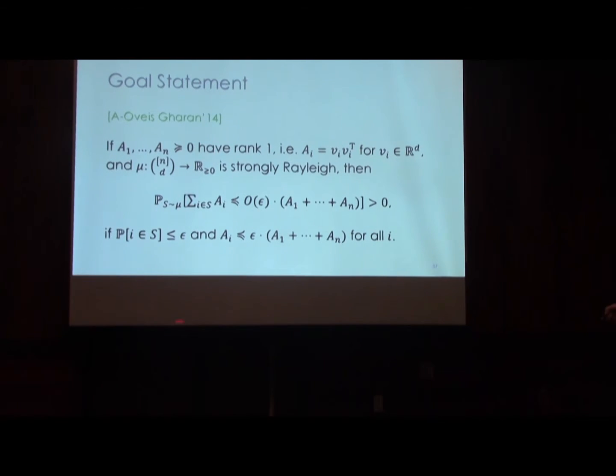Now, what are the conditions that we need for this? We need small marginals. So each element i should appear in the set S, distributed according to the distribution you have, with probability at most epsilon. And you want each one of the AIs to also be small with respect to the sum. So if you have an AI which is too large, you might end up having to select it, and this won't work, right? So under just these two conditions, you can always select a set like this.